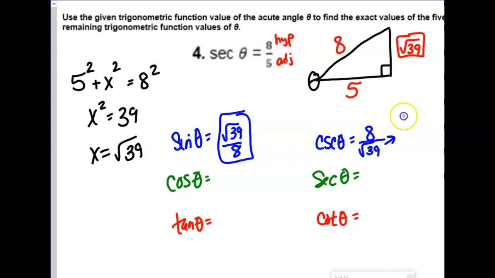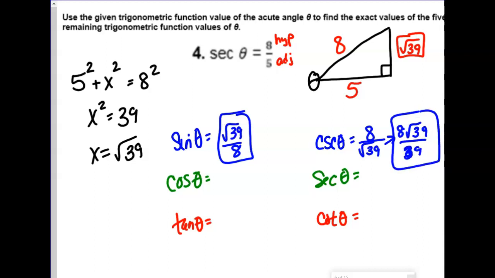But no one likes that answer. So don't overthink this, guys. If the original ratio doesn't reduce, nothing will reduce in the problem. So this just becomes 8 square roots of 39 over 39.